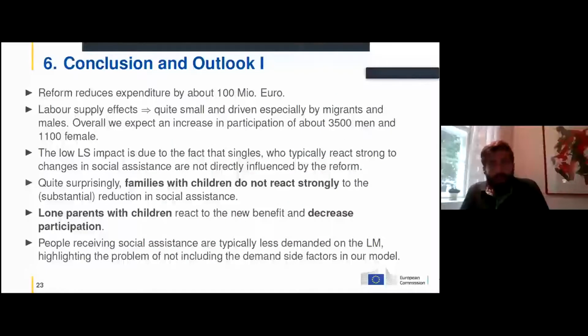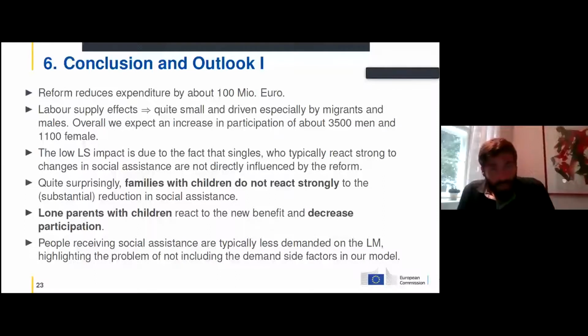Let me conclude a bit. Well, as I told you, the reform reduces the expenditures on social assistance by about 100 million, which is not negligible. We saw that the labor supply effects are quite small, because there are about 300,000 social assistance recipients in Austria, and the labor supply effect is about 3,500 men and about 1,100 females. This low labor supply impact has a reason.